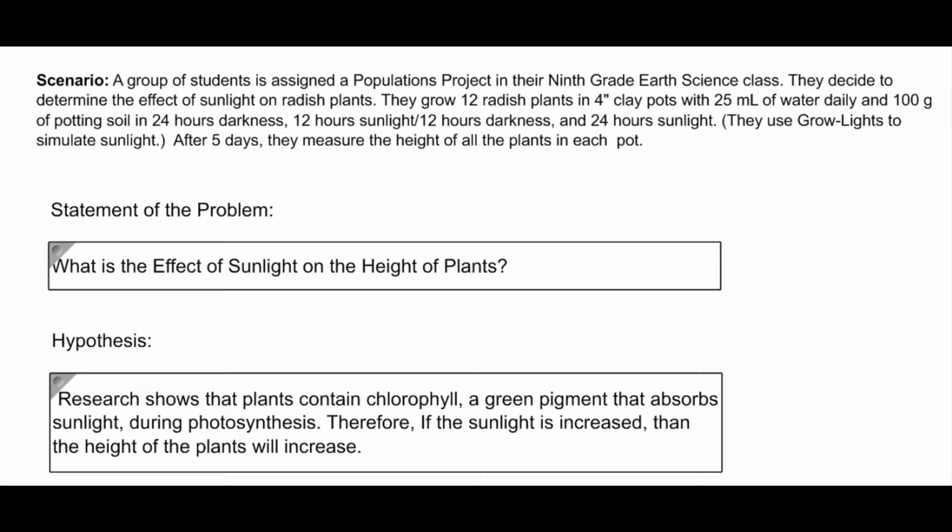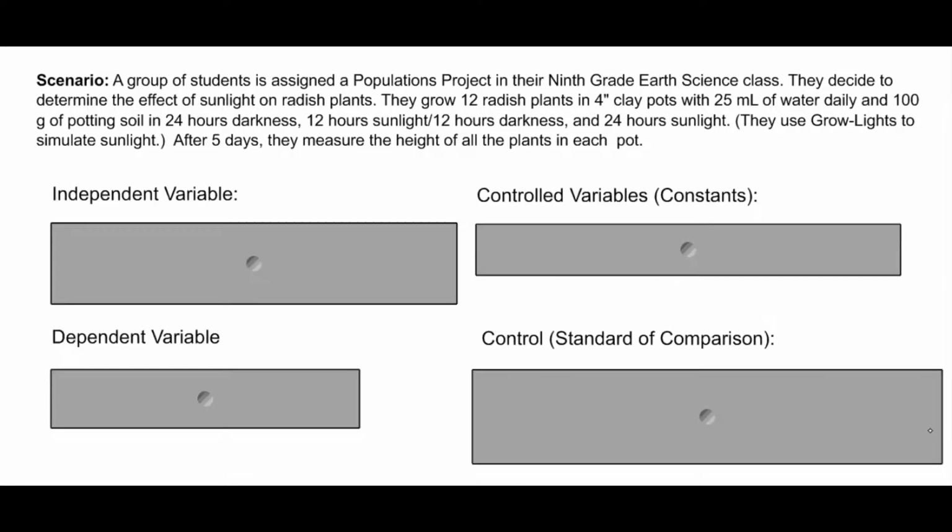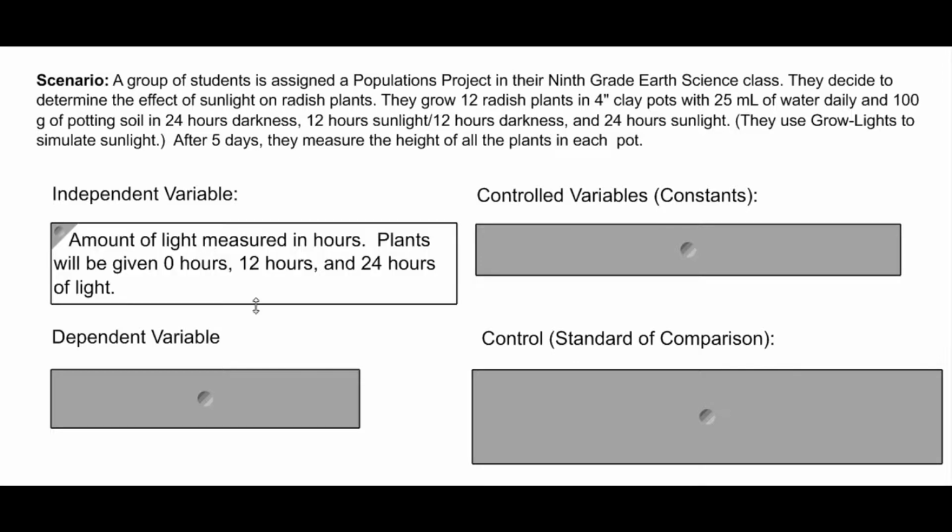Okay, same scenario. Pause the video and list the independent and dependent variables, the control variables or constants, and the control group. Describe and provide rationale for your standard of comparison. Pause the video here. Okay, so the independent variable I came up with was the amount of light measured in hours. Plants will be given 0 hours, 12 hours, and 24 hours of light.